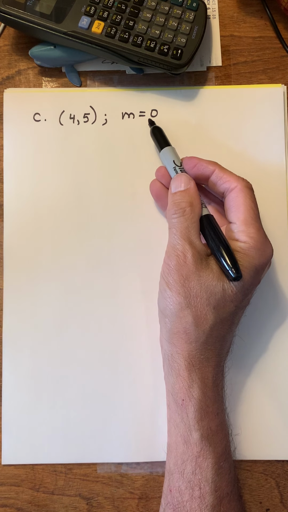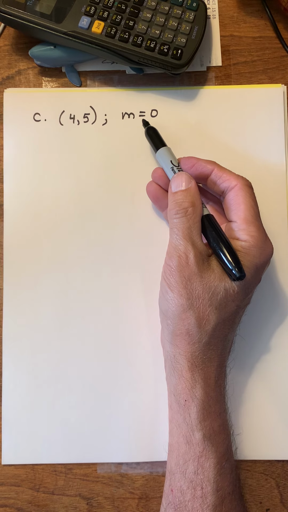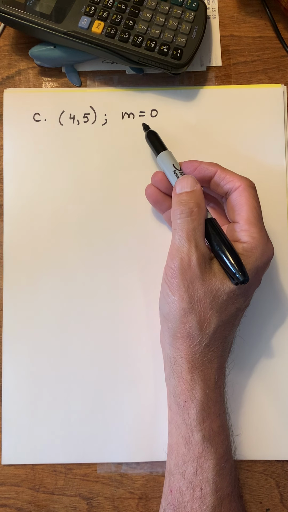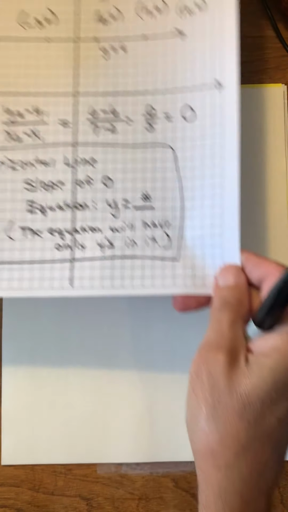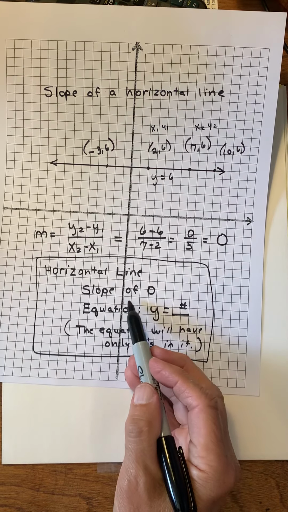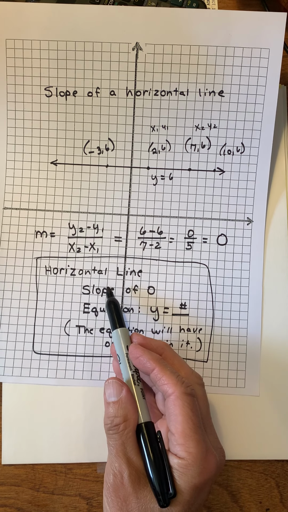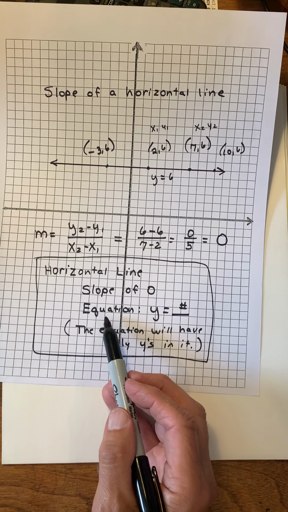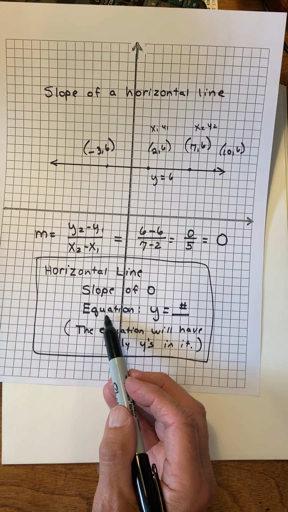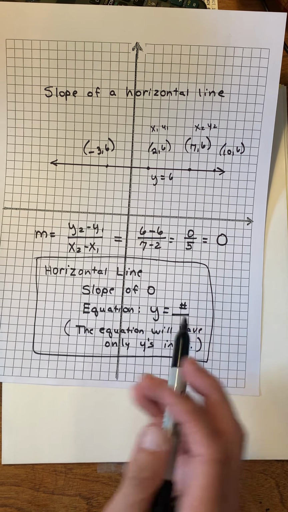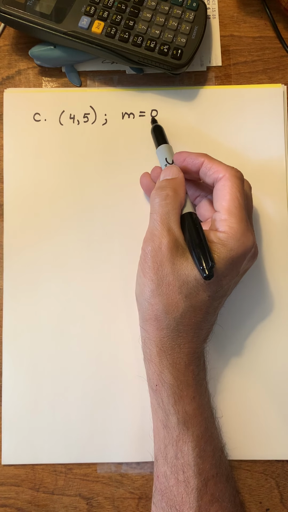All right, here's where you can either work hard or you can work smart. One thing you should notice is I've got a slope of 0 here, right? Go back to your notes. Slope of 0 means I have a horizontal line. And every horizontal line has the equation y equals something, right? Slope is 0.